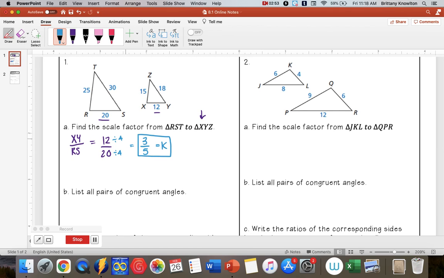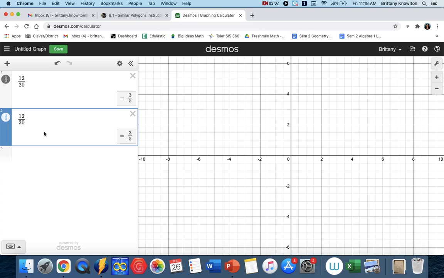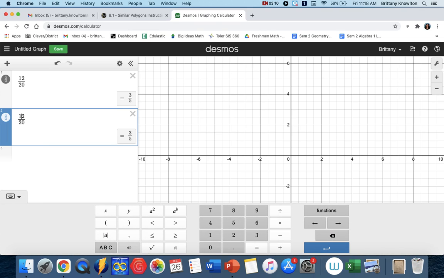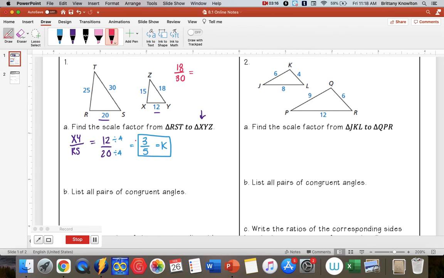And so it's okay if you didn't choose the same sides that I did. You could have done ZY over TS, for instance. So if I did ZY over TS, I have 18 over 30, which if I go and do the same thing again, I still get 3/5. So that's one way you can check yourself. You should be getting the same scale factor for every single one.